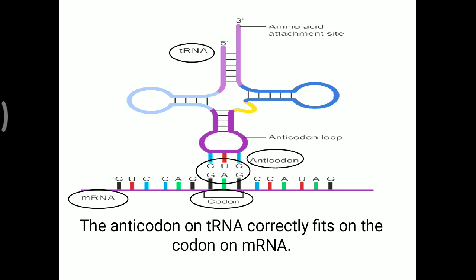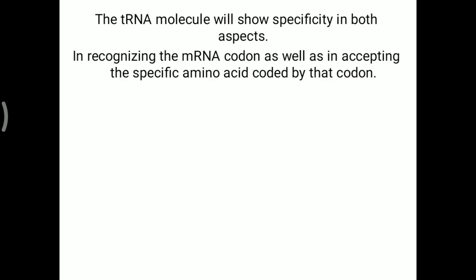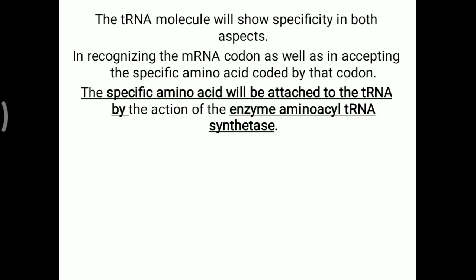The tRNA also functions to attach complementary to the mRNA. One more thing: according to that anticodon, a particular amino acid is attached to the tRNA at the 3' end. So that is the specificity of the tRNA. The tRNA shows specificity in both aspects: in recognizing the mRNA codon as well as in accepting the specific amino acid coded by that codon. The specific amino acid is attached to the tRNA by the action of the enzyme aminoacyl tRNA synthetase. Some energy is utilized when the amino acid attaches to the tRNA molecule.